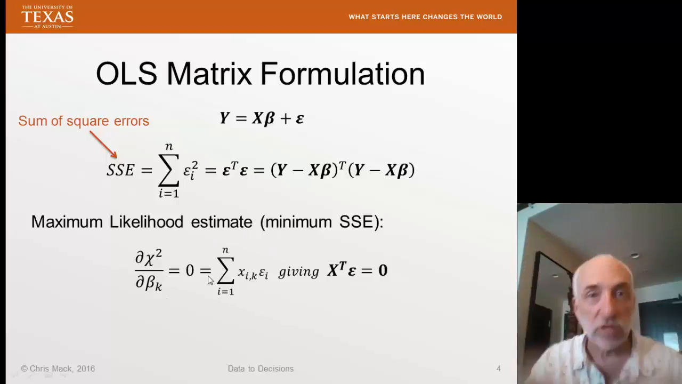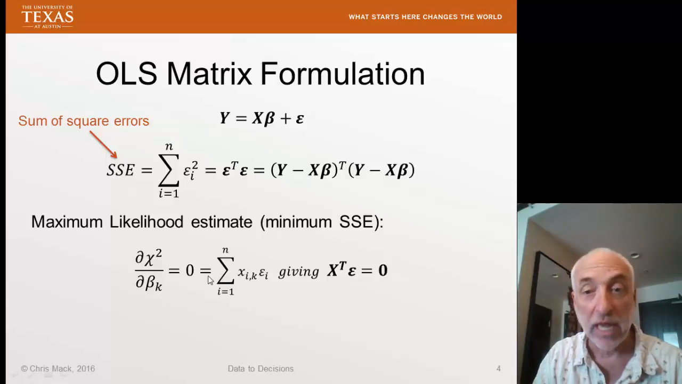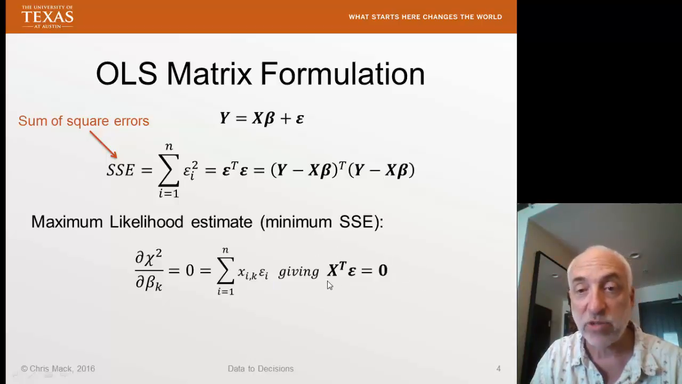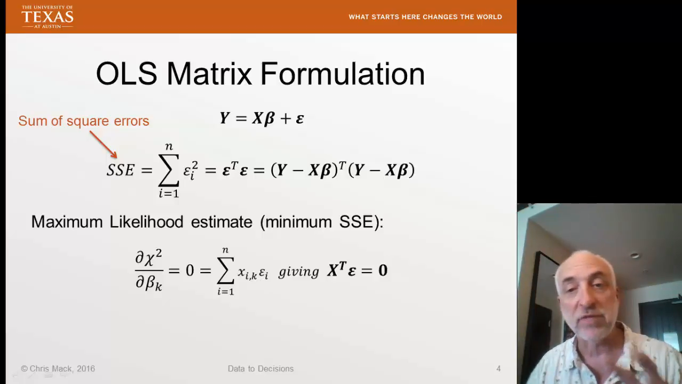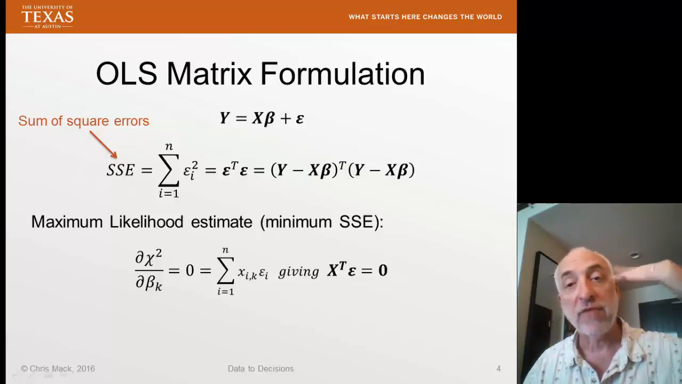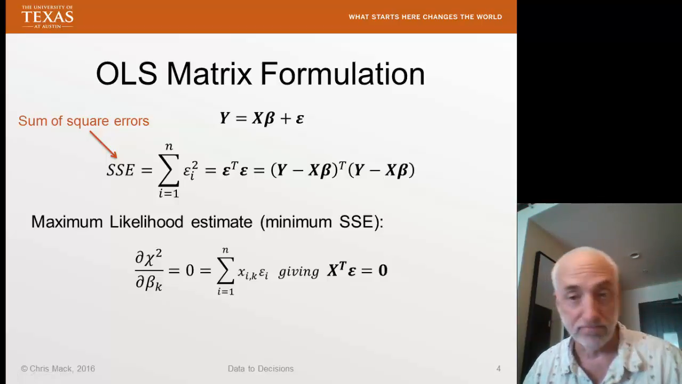Well, I can stack all those equations up in a matrix. When I do, what I get is X transpose times the residuals equals 0. And you can see that format here for one particular row, which is one particular parameter. So now because I've done X transpose, every row is a different parameter.